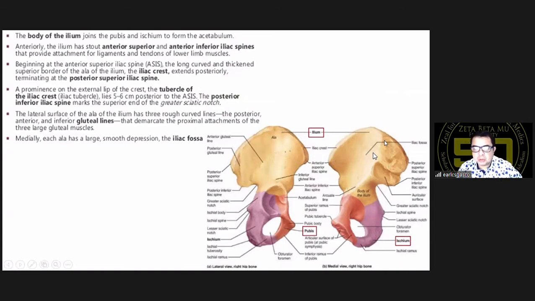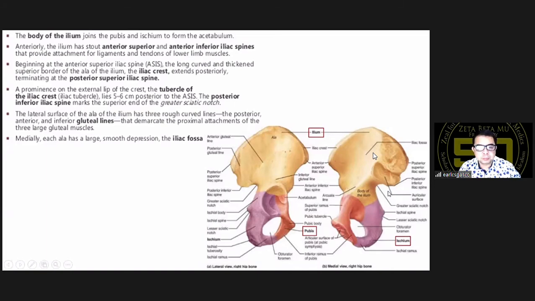Now, the posterior inferior iliac spine marks the superior end of the greater sciatic notch. So this one, the posterior inferior iliac spine, the PIIS, marks the superior end of the greater sciatic notch. We will also discuss the greater sciatic notch or the greater sciatic foramen later on.